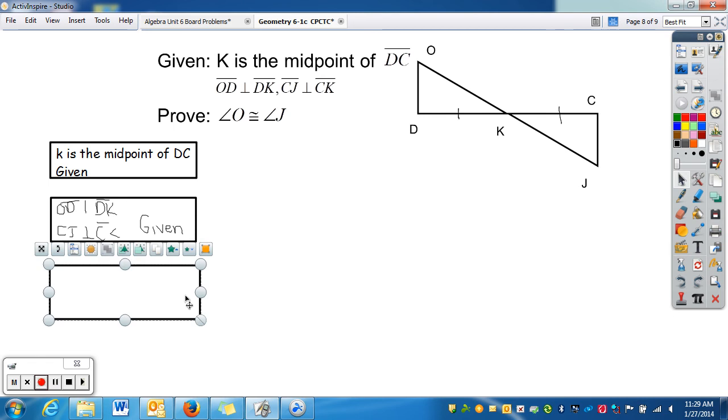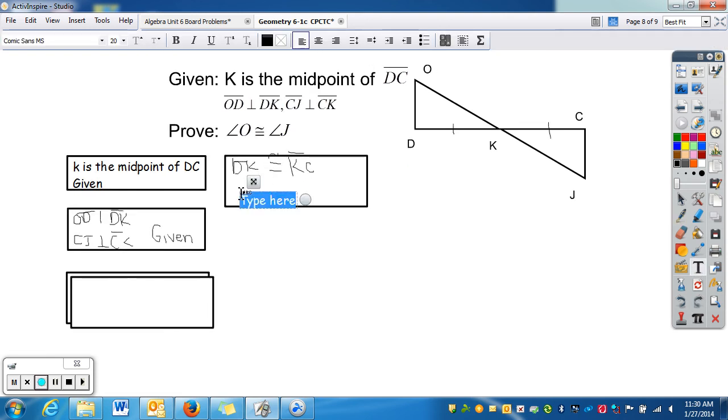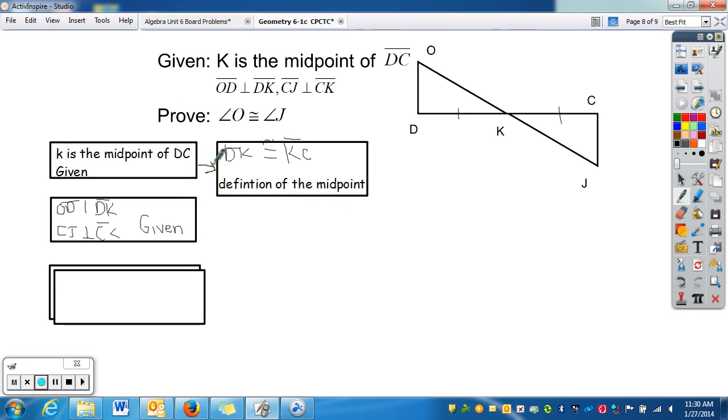So I can make another box and state that DK is congruent to KC. And again, this is just a different look at proofs. It's the same thing. I'm just doing boxes instead of columns. And the reason I know that is definition of the midpoint, because I used the midpoint. And then I just draw an arrow saying it's going to here.